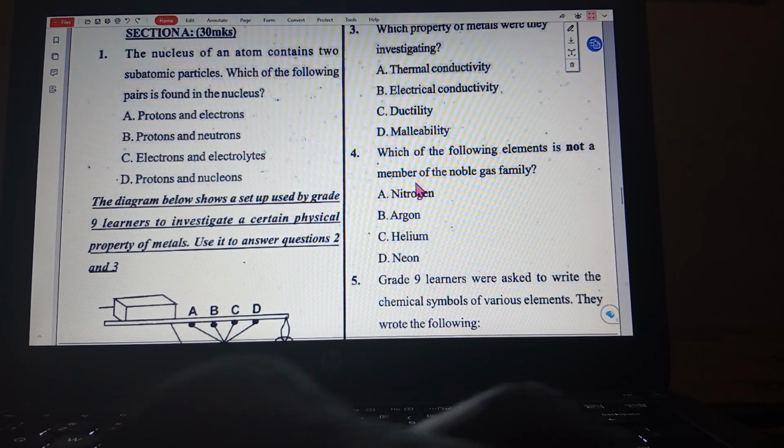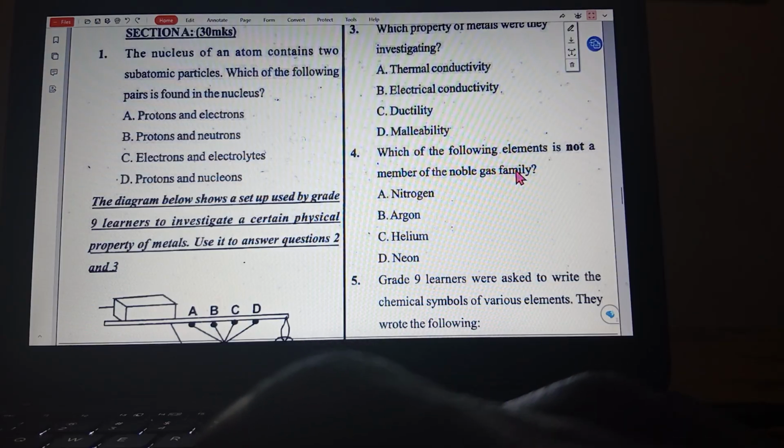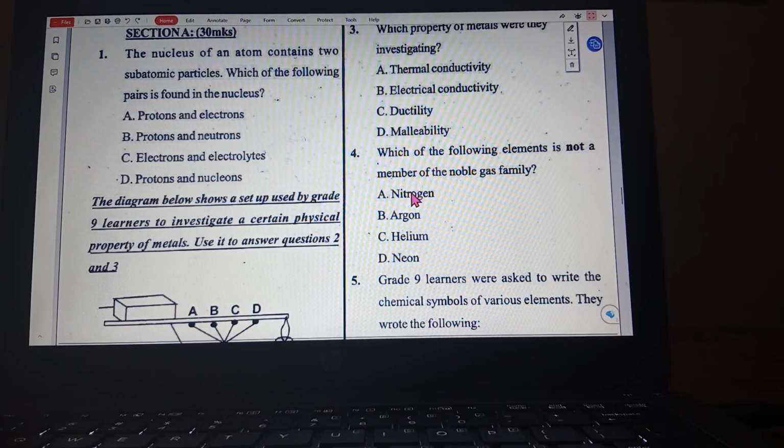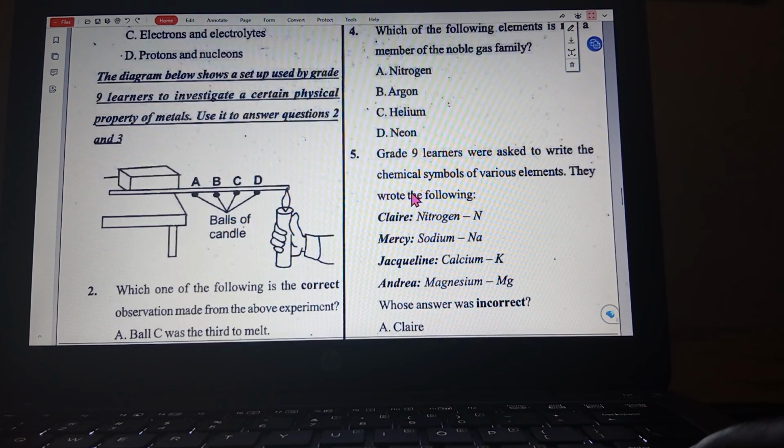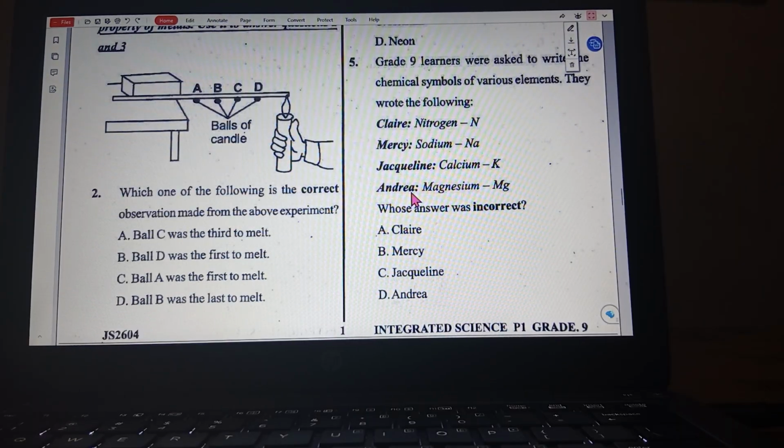Now, which of the following elements is not a member of the noble gas family? It is nitrogen. So the answer is nitrogen. Let's move to question 5.